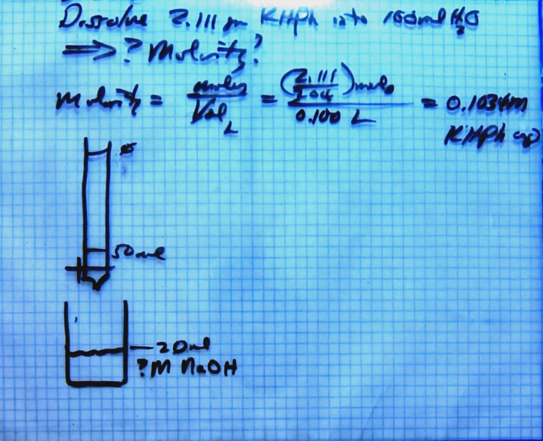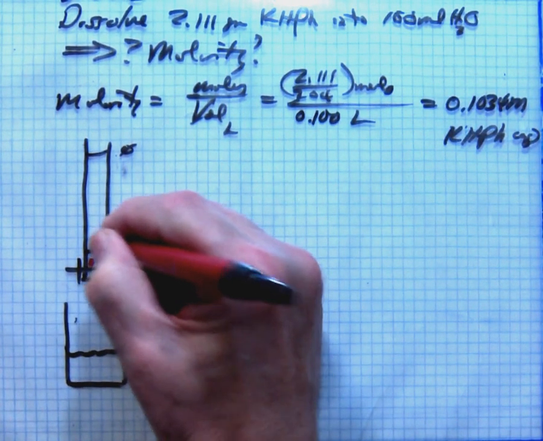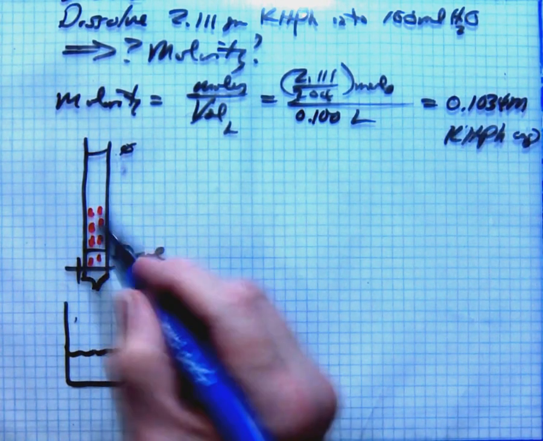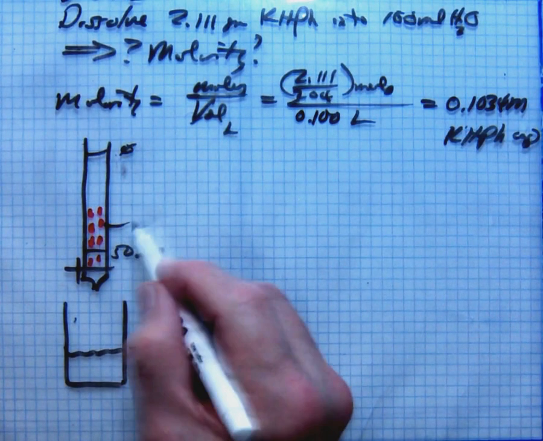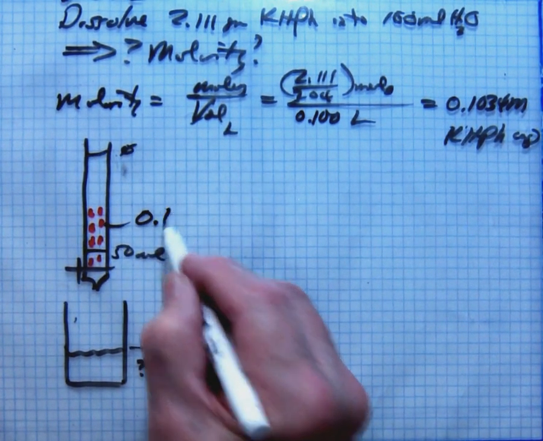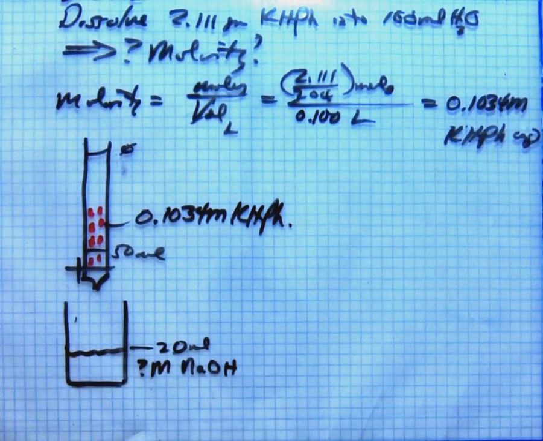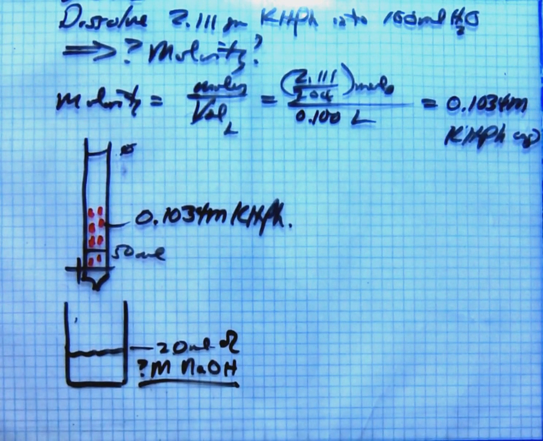Okay, so here we have our sodium hydroxide down here. My red pen. So there's our KHP. Here we've got in here 0.1034 molar KHP here, and we have 20 milliliters of unknown molarity sodium hydroxide down here.